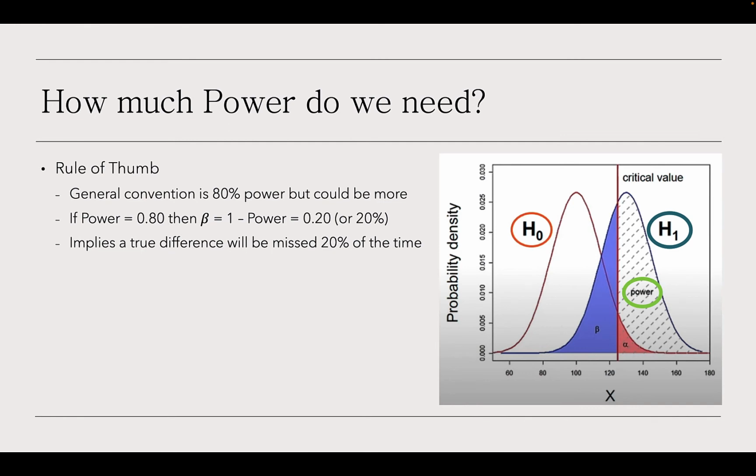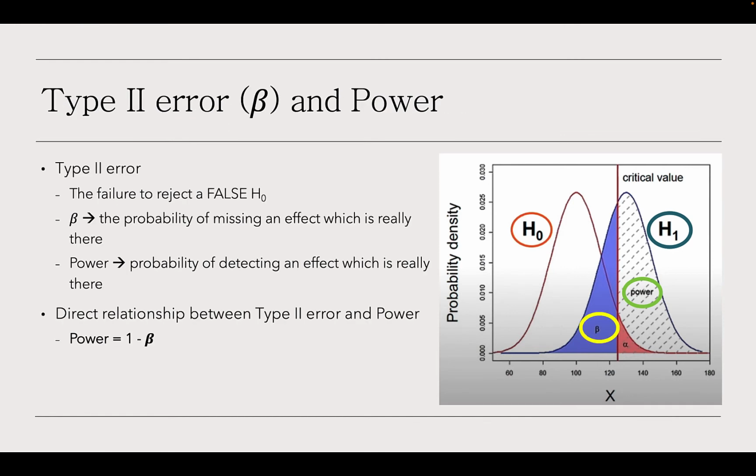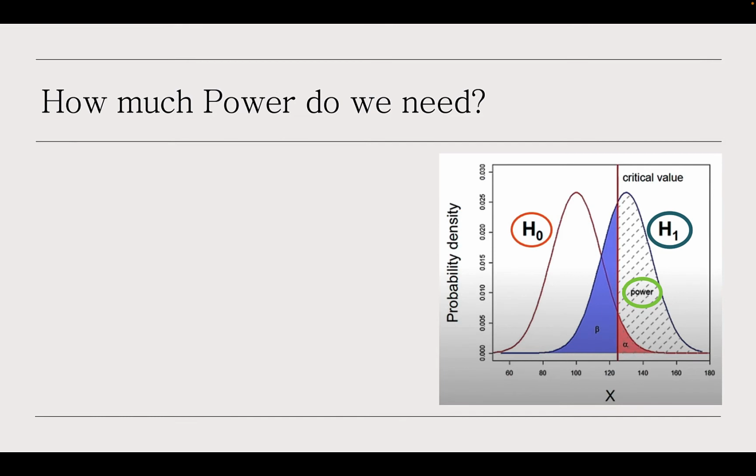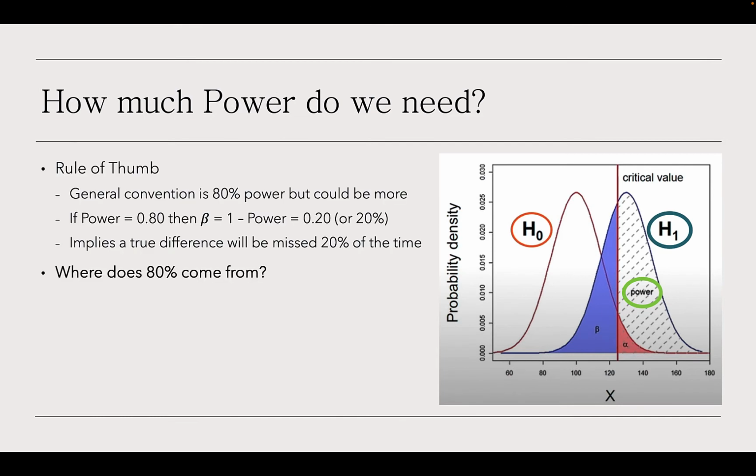But sometimes you want more power. You want to maybe figure out what the sample size needed is for, say, 90 or 95% power. Okay, and again, let me go back for a second. 95% power would tell us there's a 95% chance of detecting an effect which is really there, right? That we want that. We want to detect an effect if it's really there.